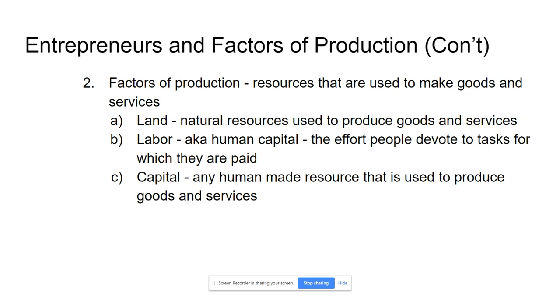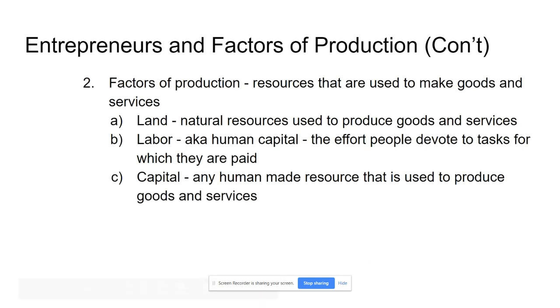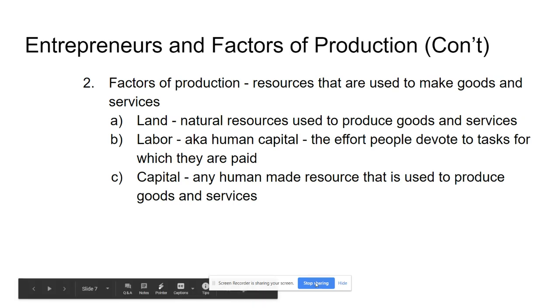And then tomorrow on Friday, we will finish this up. We will get to opportunity cost, and then we'll also get into the production possibilities curves. So that's it for this lecture.